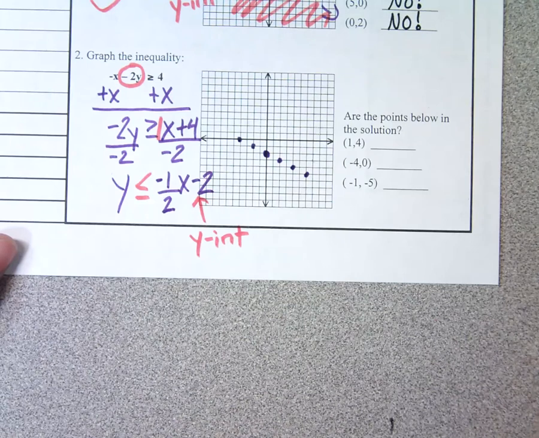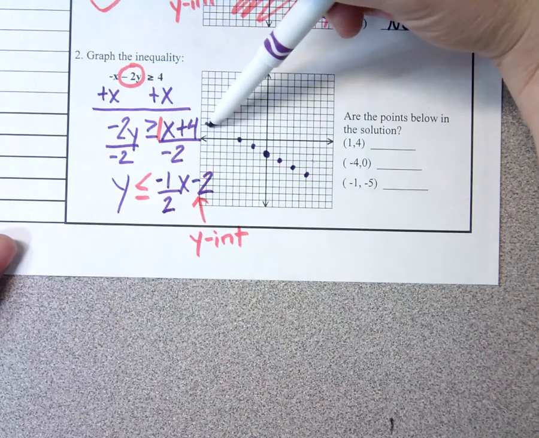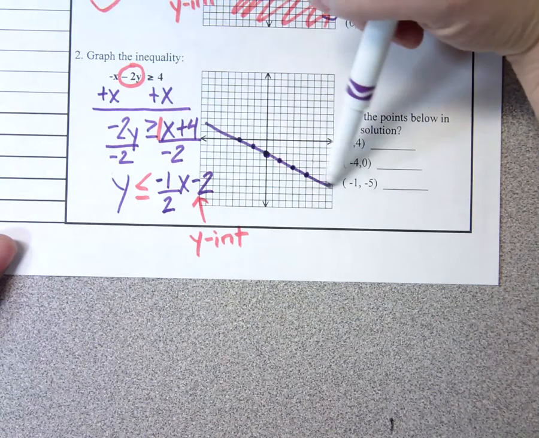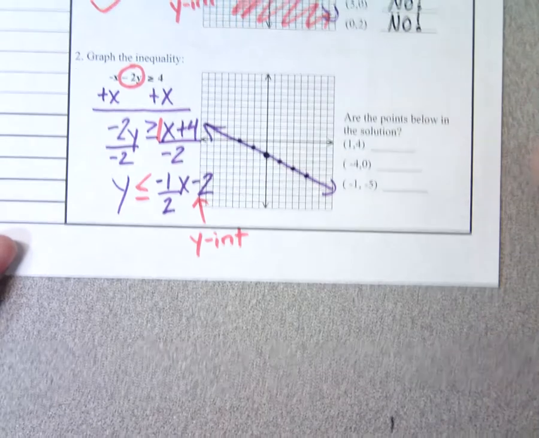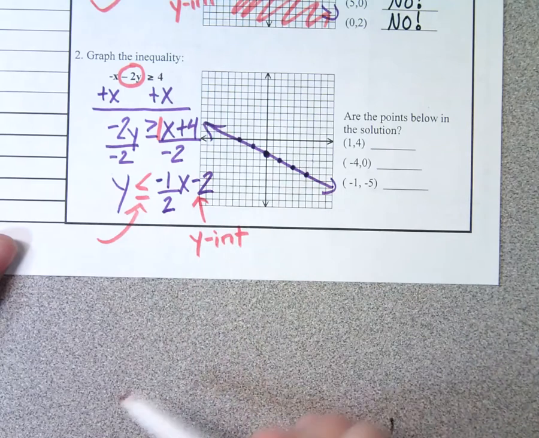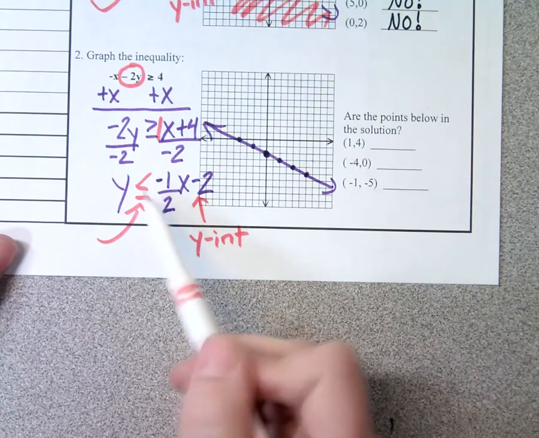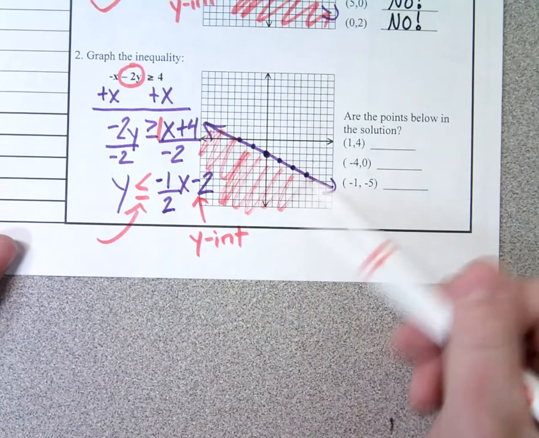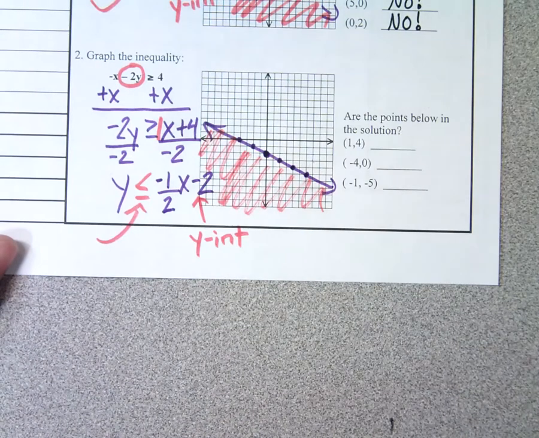Is it solid or is it dashed? It is solid. Do I shade above or do I shade below? And because I switched my sign and it's less than, okay, now we're going to see what's a solution.